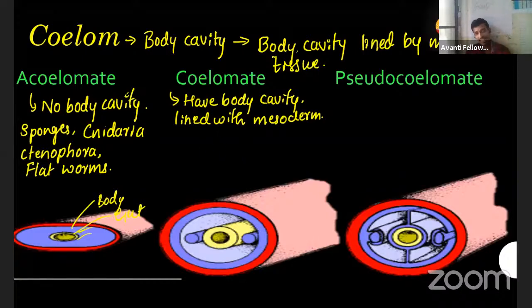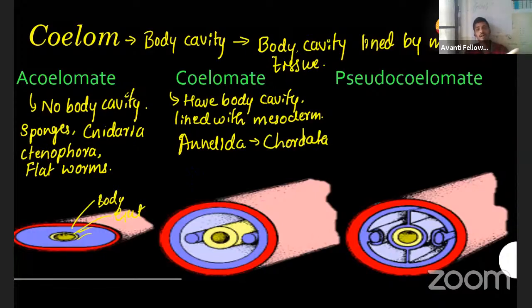So sponges, Cnidaria, Ctenophora, and the flatworms or Platyhelminthes belong to the acoelomates. And coelomates means having a body cavity lined with mesoderm. You can go for the higher level of things, from Annelida to Chordata. Hemichordata will be behind the chordata, so no issue.